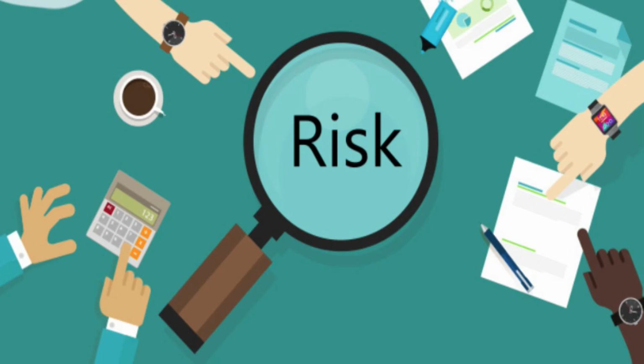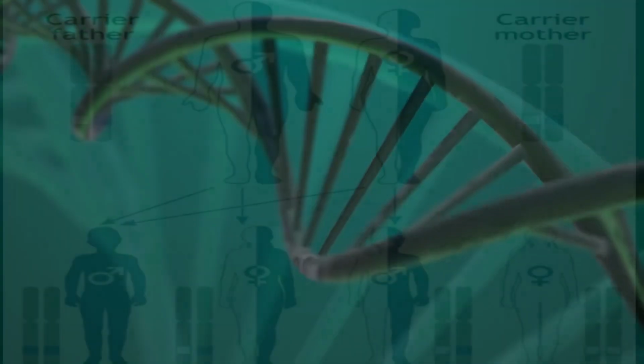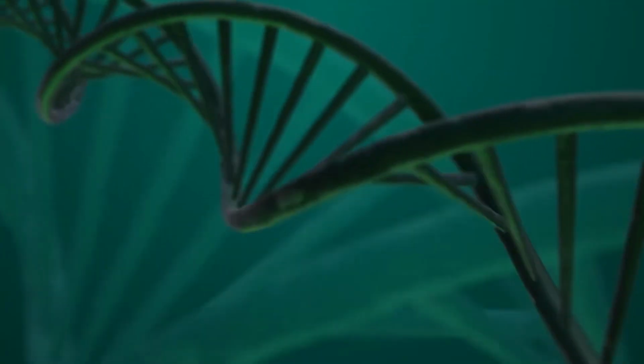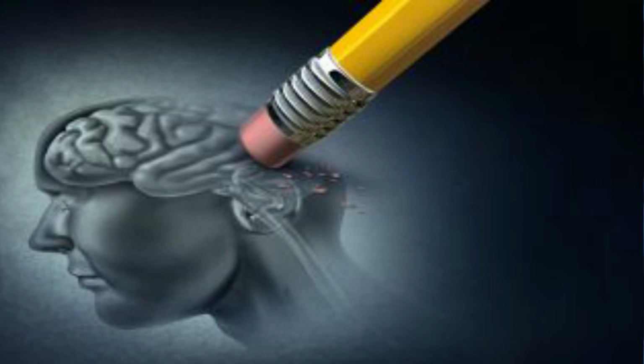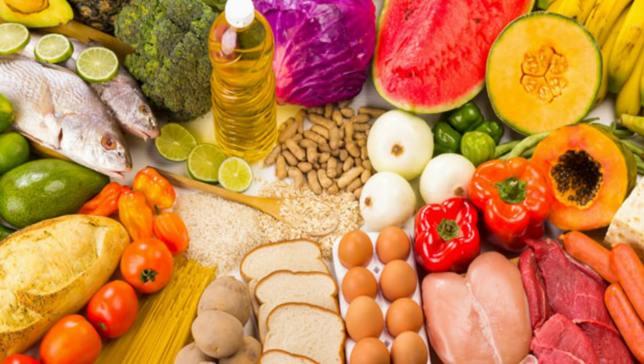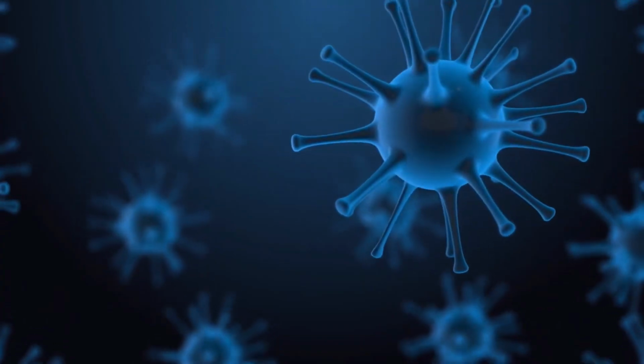Talking about the risk factors, being older than 65, family history, inherited genes, mild cognitive impairment, Down syndrome, unhealthy lifestyle, being female, and any previous head trauma lead to this disease. Talking about the preventions, a healthy diet and more vegetables and fruits can help in the prevention of this particular disease. There are no definite preventive measures.